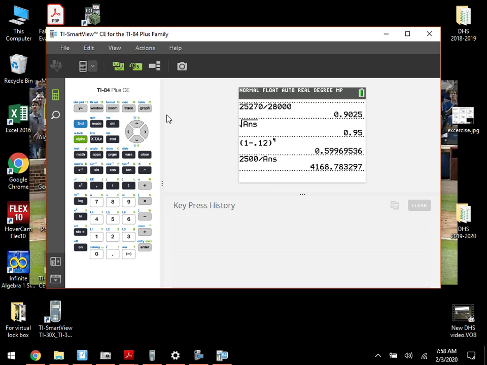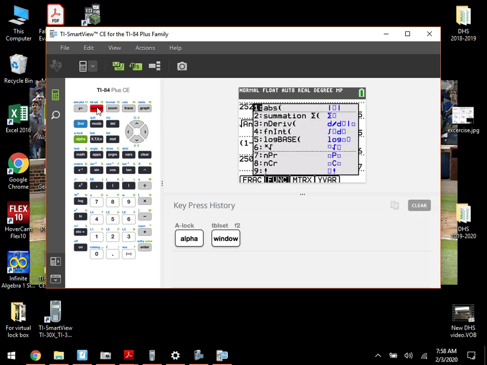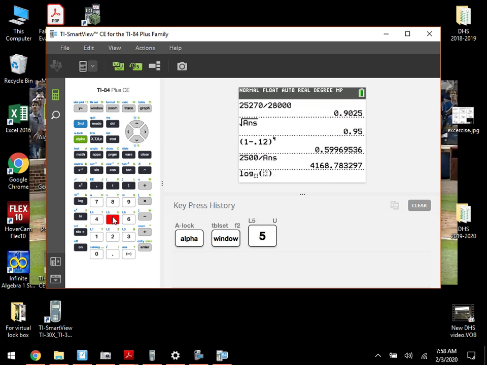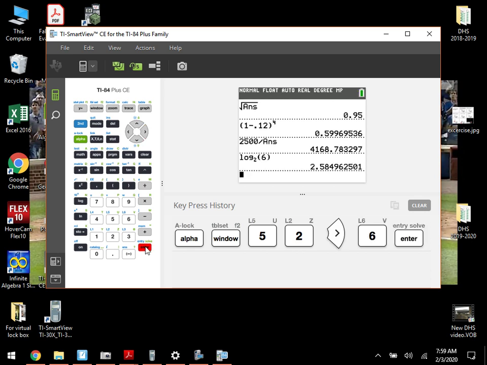So if I looked at this and wanted to figure out 2 to what power is 6, I would type in alpha window 5 and see how it says log base. Your cursor is blinking. What number do you think I had to put there? We'll put a 2, because that's what we're doing. We're doing log base 2 of 6 to figure out the exponent. And there's my answer, 2.58 change.